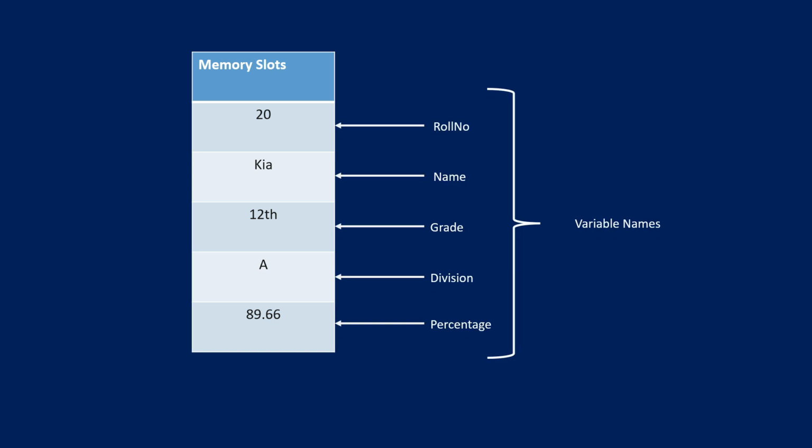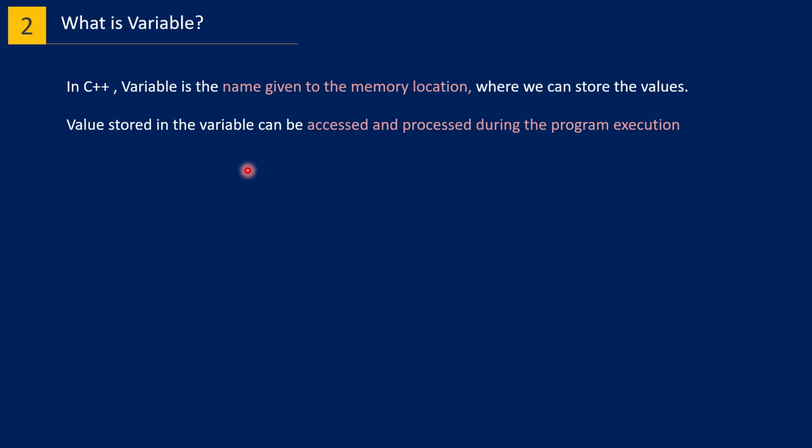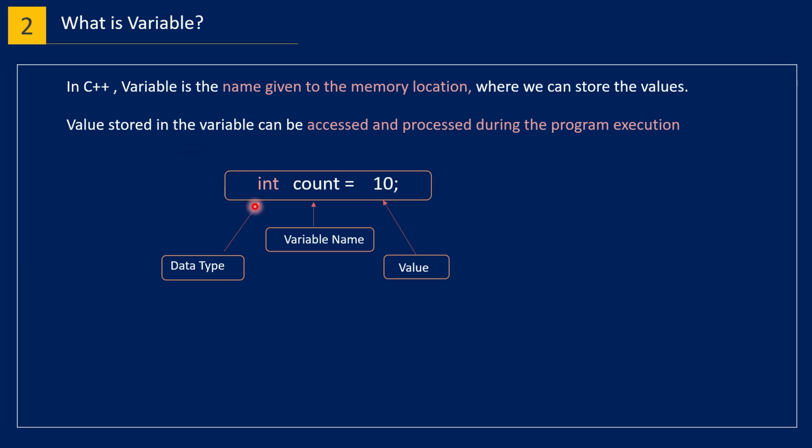We give names to these memory slots, and these names are nothing but the variable names. For example, roll number, name, grade, division and percentage are all variable names, and the respective values are stored in the memory slots. So what is a variable? A variable is a name given to the memory location where we can store values. It's clear now. These stored values can be accessed and processed during the execution of a program.